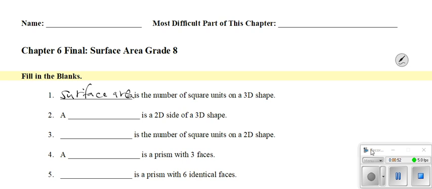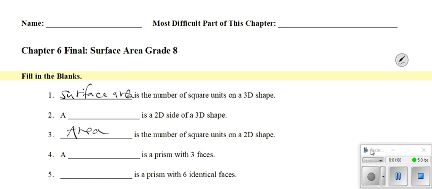And if I scroll down to number 3, blank is the number of square units on a 2D shape. That's just area. So we're talking about a square or a circle or a rectangle or a triangle. That's area. So differentiate between those two. One's in a 3-dimensional surface, one's in a 2-dimensional surface.